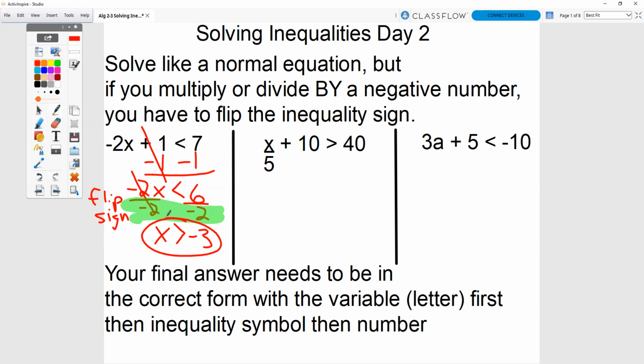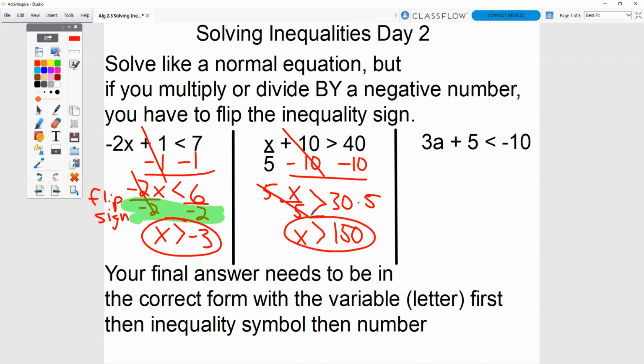In the second one, we want to get rid of that plus 10 by doing minus 10 and minus 10. Those 10s cancel out. Bring down your x divided by 5. Bring down your inequality symbol. 40 minus 10 is 30. That says x divided by 5. We want to multiply by 5 and multiply by 5 so that these 5's cancel out. We then get the x all by itself. 30 times 5 is 150. And we just bring down the inequality symbol. So we get x is greater than 150.